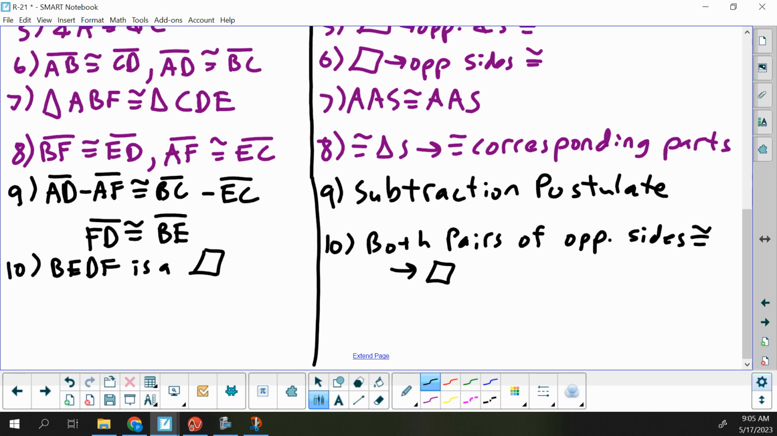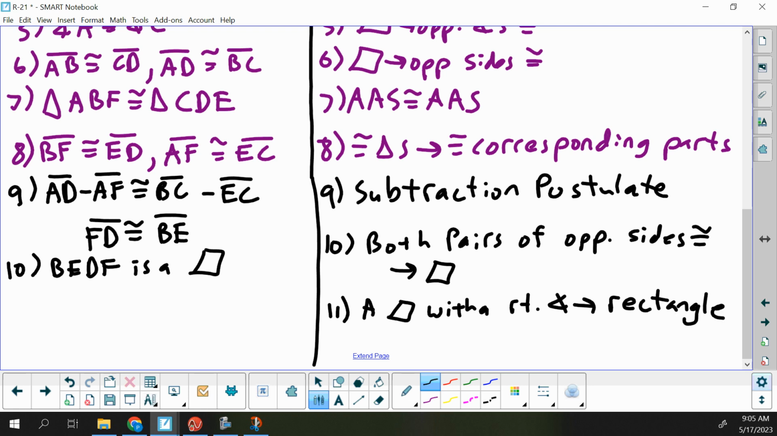Well, we want a rectangle. We have a parallelogram, but we also have that already shown that there's a right angle in there. So we can say a parallelogram with a right angle implies rectangle. And we can finish it off by saying that BEDF is a rectangle.